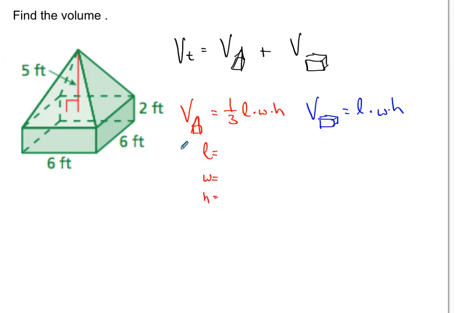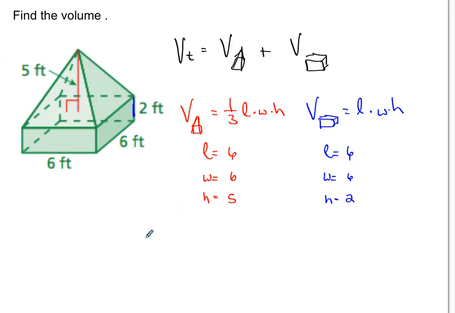And I'm going to write down my length, width, and height for each one of them. So the length, width, and height of this square pyramid is just going to be 6 by 6 is the length and width. And the height here coming from the top, coming straight down, making that right angle, that's my 5. And then the length, width, and height of the rectangular prism is going to be 6 by 6. And then the height of this one is only going to be 2.